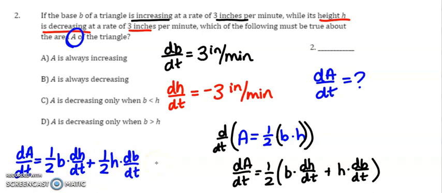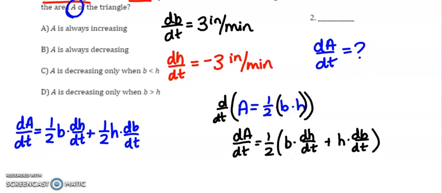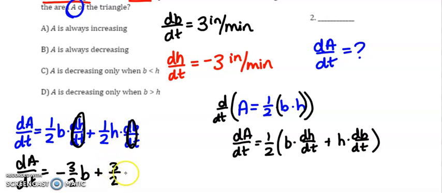And now that I've taken the derivative, I can go ahead and sub in the rates that I was given, which was 3 for db/dt and negative 3 for dh/dt. So I'm going to have dA/dt equals, dh/dt was the negative one, so this one will be negative. I get negative 3/2 b plus 1/2 times 3 is positive 3/2 times h. So the question asks then, what is A doing? Is A increasing, decreasing, decreasing sometimes, or decreasing other times?